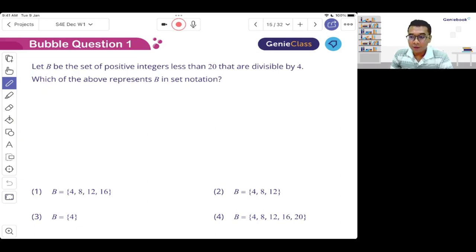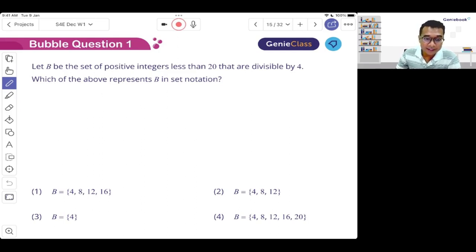Which of the above represents B in set notation? 1 more student left. Okay, 25 seconds on the clock. Come on, let's go. We're waiting. 15 seconds left. Now, who's the last student who hasn't answered? Can we get full response rate for this first question? No? 5, 4, 3, 2, and 1. Okay, I got 1 student who didn't manage to answer in time, but that's fine.